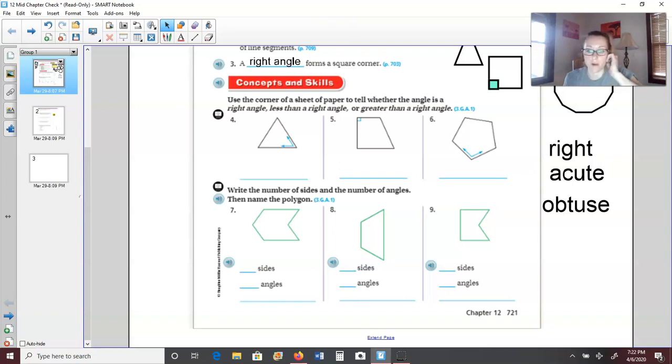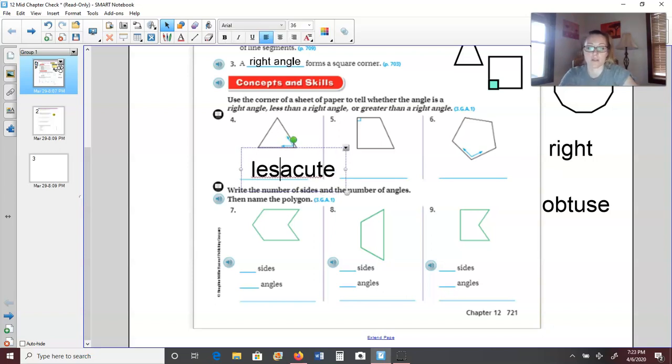So if we look at number 4, it is a triangle because it has 3 sides, and where the blue rays are showing us down in this bottom right corner, it forms an angle. Now when I look at that angle, I can even use my hands, and it looks like it's pinching in. It is not a perfect corner. So that tells me this is acute. It is acute, or you could say less than, because maybe you were following the directions more and not using those new words that we used.